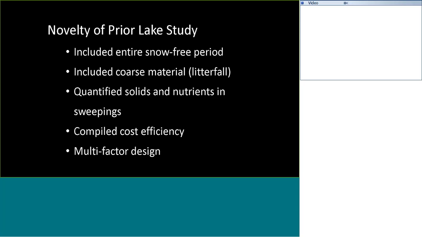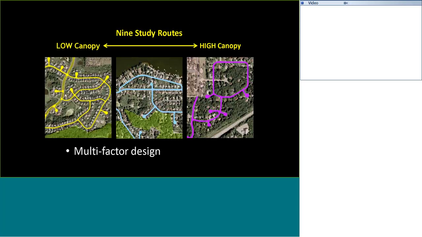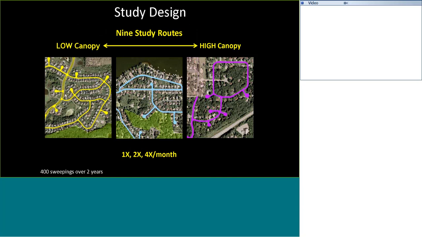As I mentioned, we quantified the solids and nutrients in the sweepings themselves, and we estimated cost effectiveness of street sweeping for phosphorus removal. The design was a multi-factor design where we were looking at how much material we could remove from streets as a function of canopy cover, and also as a function of sweeping frequency. So we had 9 study routes that varied from low to high canopy cover, and then we swept either once, twice, or 4 times per month. And we did this during the entire snow-free period for 2 years. So we ended up with quite a number of samples over the course of the study.